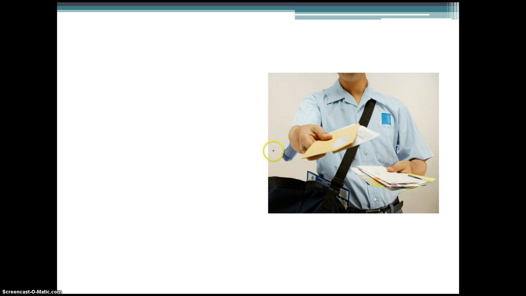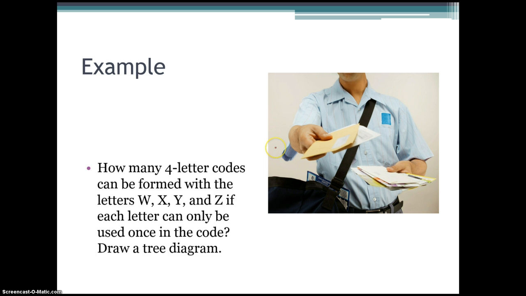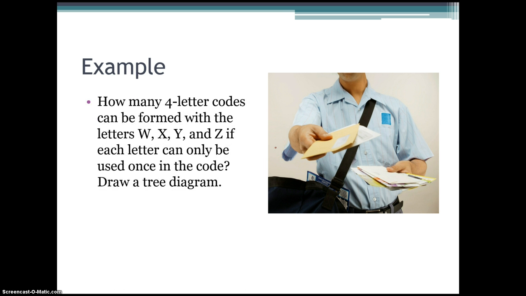Let's look at another example. Now we're going to start talking about cardinality. How many 4-letter codes can be formed with the letters W, X, Y, and Z if each letter can only be used once in the code? Draw a tree diagram.